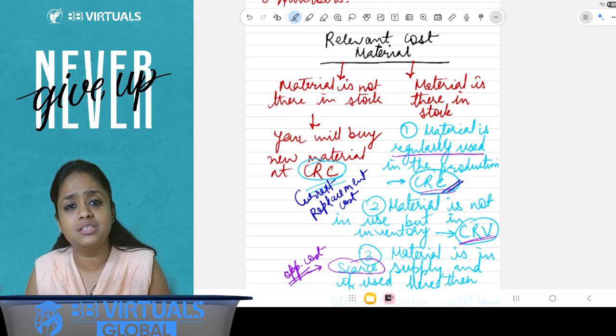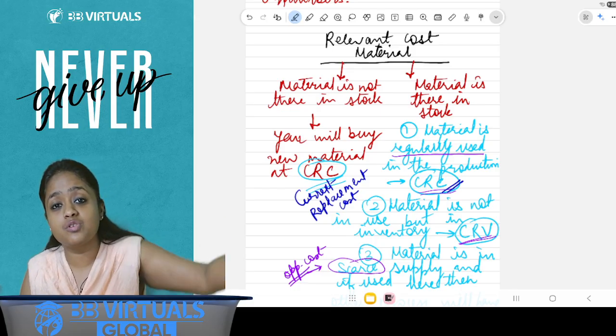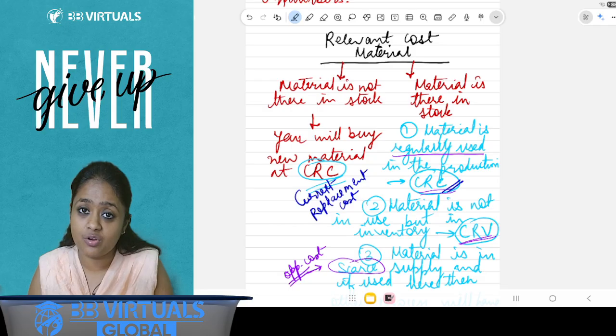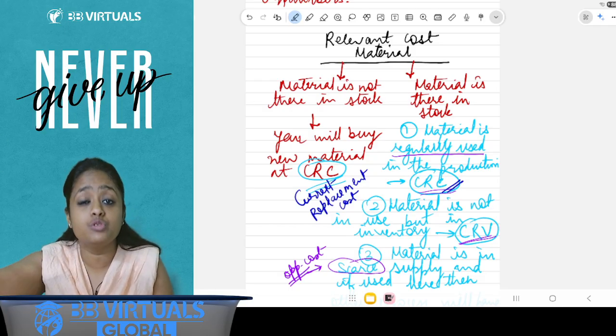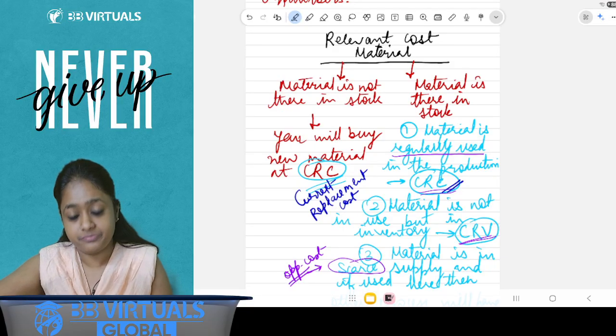Another very important point comes in. Will we consider the purchase cost of the material? You tell me. When did you incur the purchase cost? In the past. So it's a sunk cost. Will you include it for your relevant costing? No. Because my cost is in relation to a future transaction, a future process, incremental. So past and sunk costs have no role.